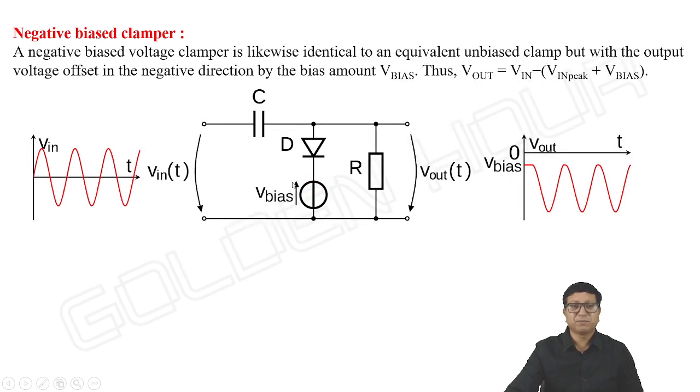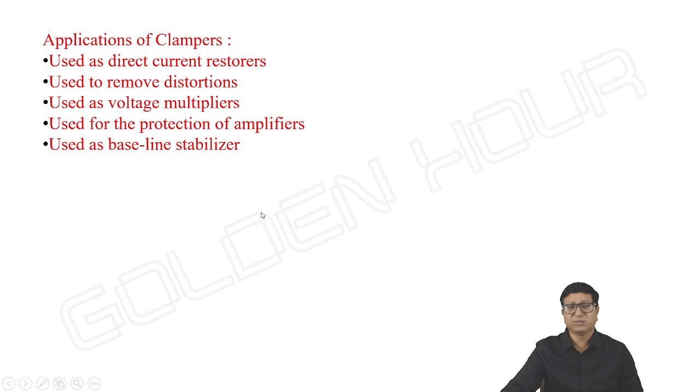Again, the negative biased clamper. Right here also, a DC source is connected in series with the diode, and the signal is pushed down by an amount equal to V bias. This difference is V bias. Actually, what happened is it is a negative source. That's why it is further going down. And it need not be negative. It can be a positive DC source also. If that is the case, the signal will be moving upwards.